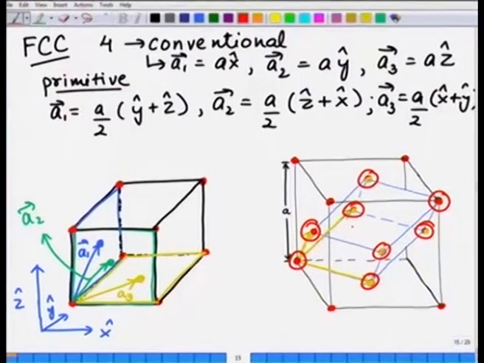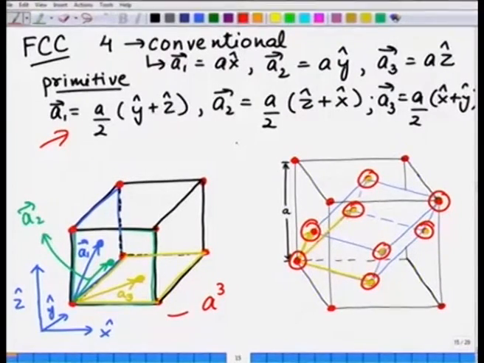Now, if you calculate the volume of this cell, it will be exactly 1/4 of a cubed. a cubed was a conventional cell with the volume of the whole cube, and that would have 4 lattice points per unit volume. If you now calculate the scalar product of these three vectors, you will get 1/4 the volume. But this is a nice primitive cell.